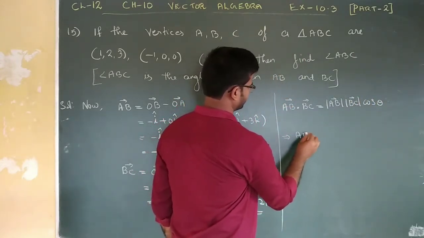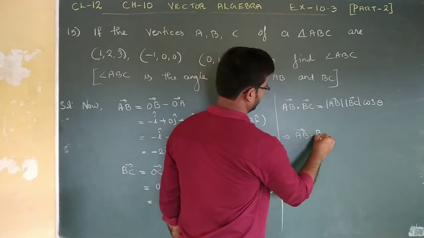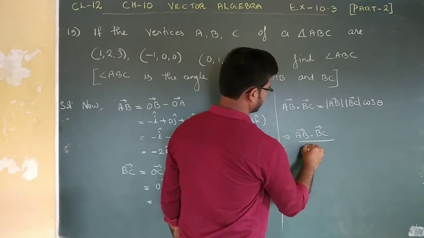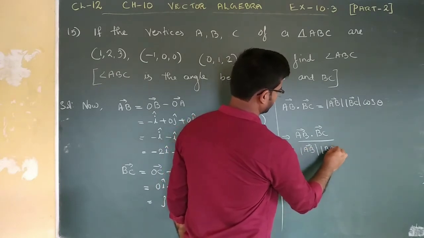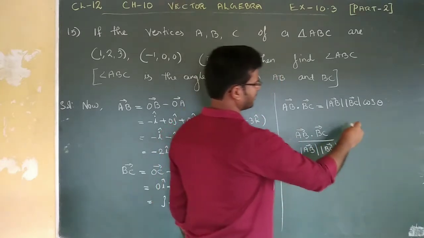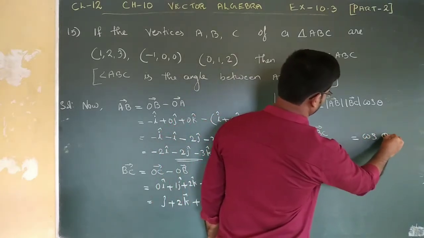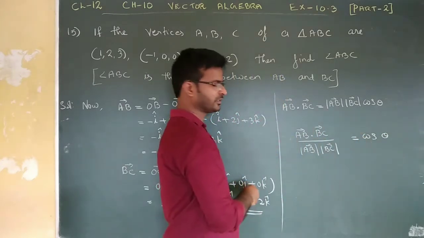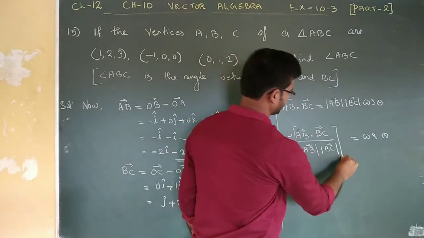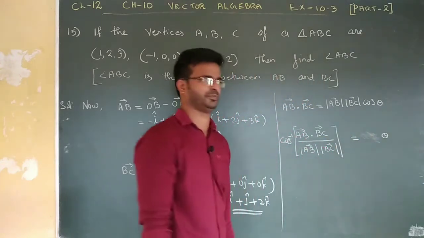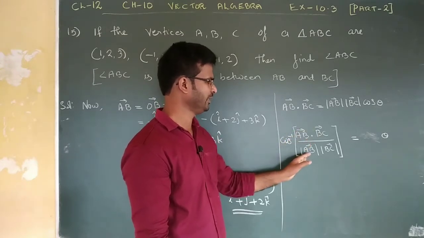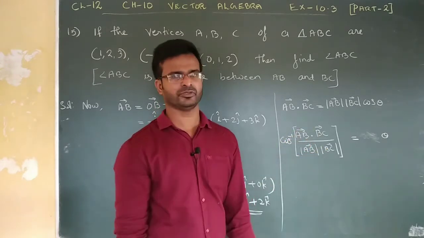AB vector dot BC vector divided by magnitude of AB vector, magnitude of BC vector. Now on the right side remaining cos theta. If you bring this cos to the left side, that will be cos inverse, isn't it? This is our formula. Theta equals cos inverse of AB vector dot BC vector divided by magnitude of AB vector, magnitude of BC vector.